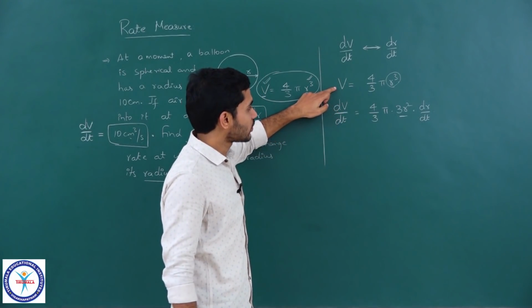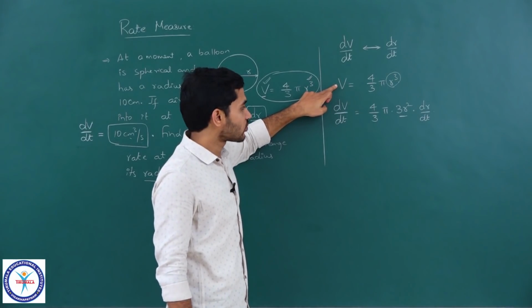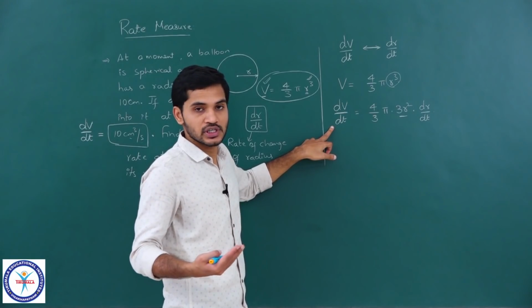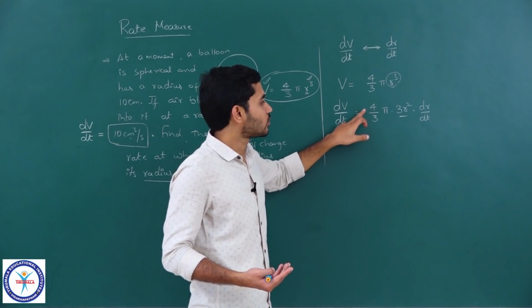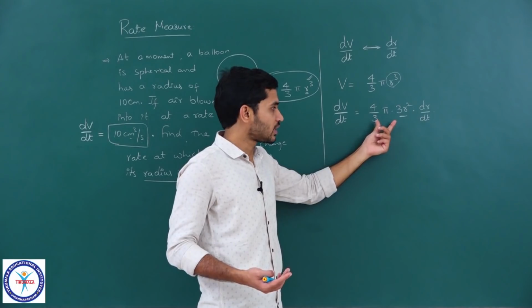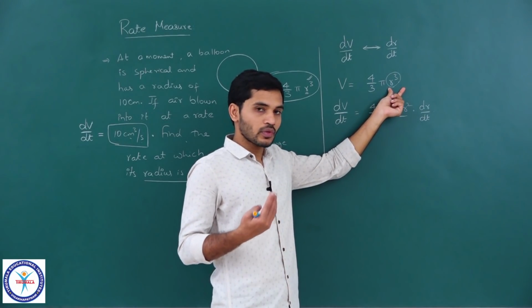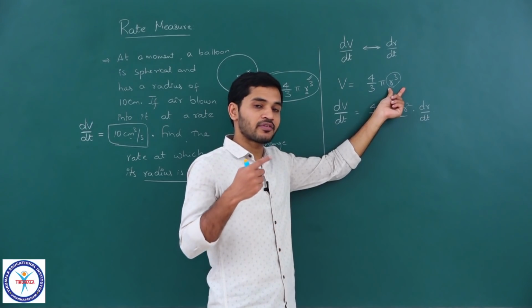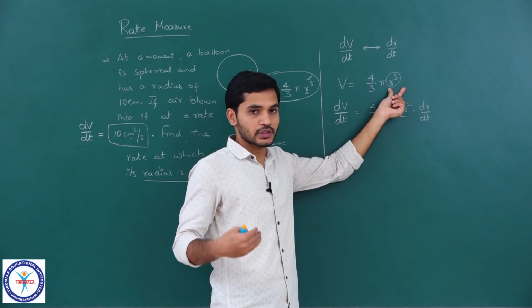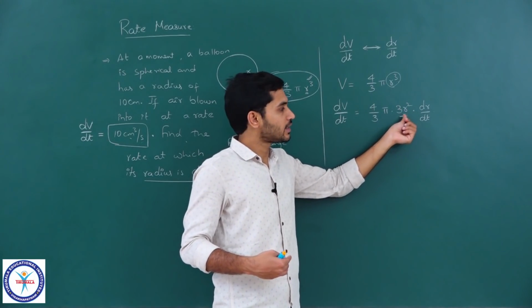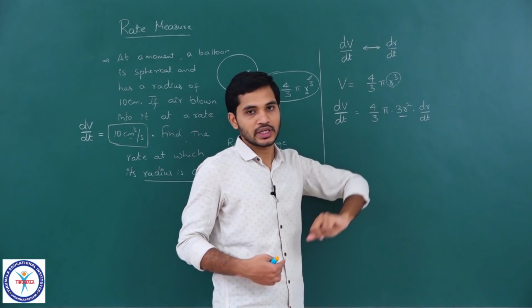Please observe carefully once again. When I differentiate V with respect to time, I get dV by dt, the rate of change in volume, equal to 4 by 3 pi, which is a constant, into the rate of change of r cube. Whenever we are dealing with such cases, if I have to differentiate r cube with respect to time, first differentiate it with respect to r and then differentiate r with respect to time, clear?